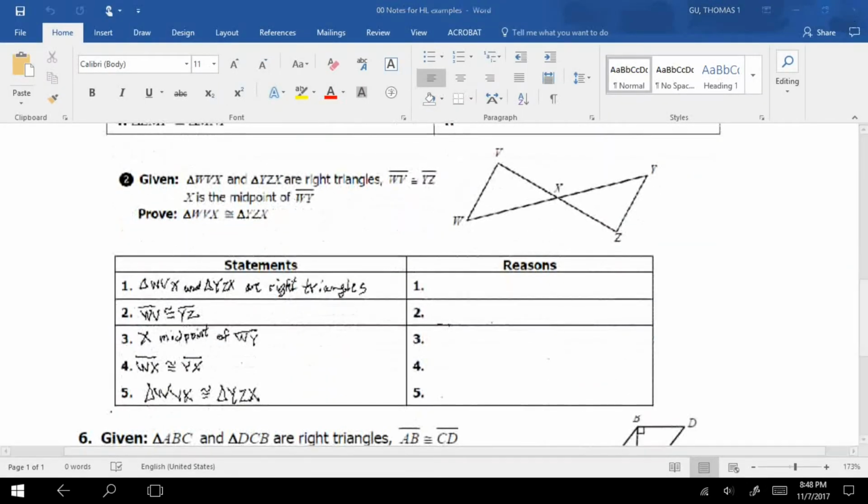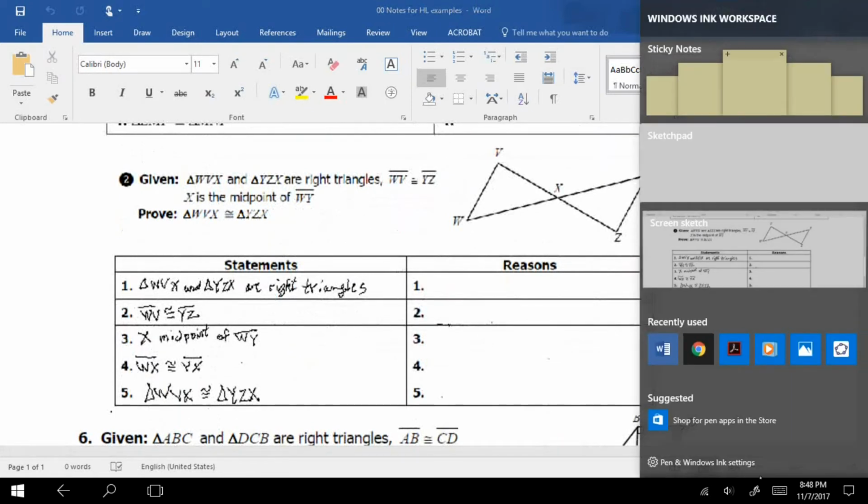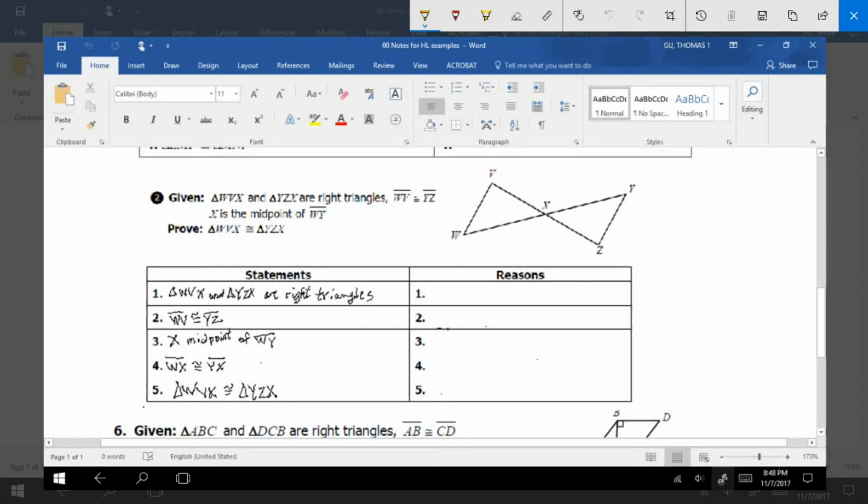Alrighty, this looks a little funny. Given triangle WVX and triangle YZX are right triangles, then WV is congruent to YZ. So let's label it. So first of all, these are right triangles, so let's just pick a right angle. It's right here. Looks like it's going to be right there and right there. So that we know they're right triangles.